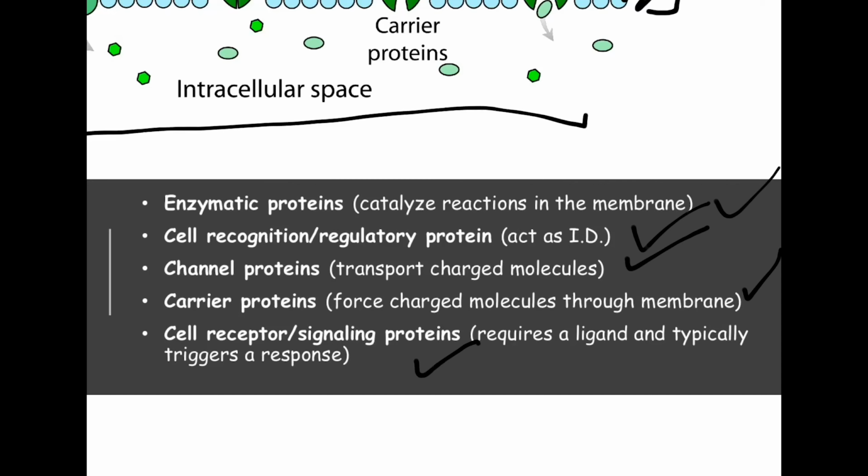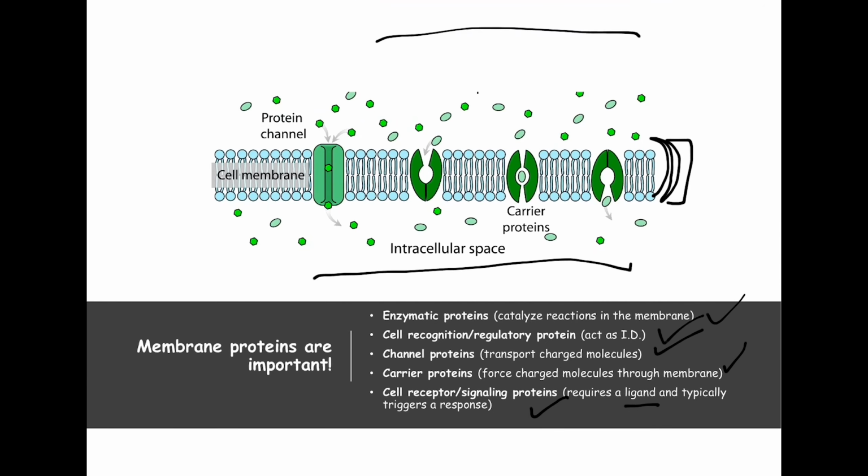And then we have cell receptor or signaling proteins. The cell receptor proteins, remember, require a ligand, something to bind to them. A perfect example is hormones. Let's take a look once again. These proteins are found spread out through the membrane, and they're important for transport. When we talk about selectively permeable, a lot of these proteins bring things in, and then you have those that carry out reactions or ID the cell.